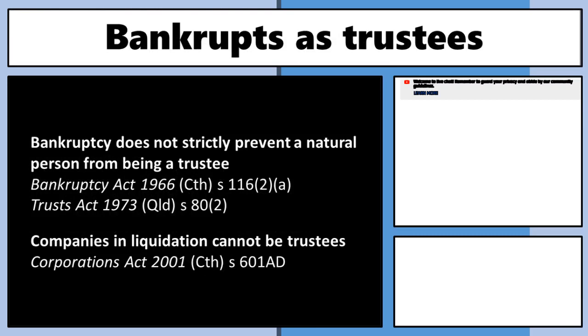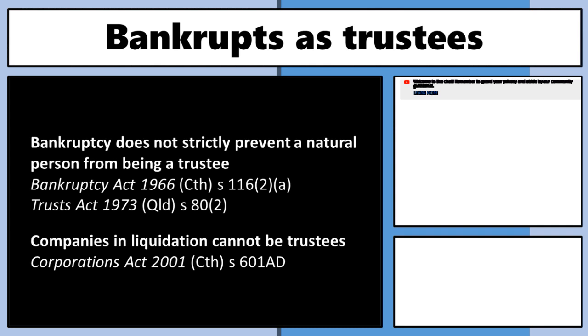Now, oddly, maybe not oddly, bankruptcy actually doesn't stop a person from being a trustee. You can be bankrupt and still be a trustee. And that's because there is a specific section in the Bankruptcy Act that says when you go bankrupt, we kind of ignore things that you're holding in trust. But as you could imagine, being a bankrupt is a pretty clear demonstration that you're not very good with money.